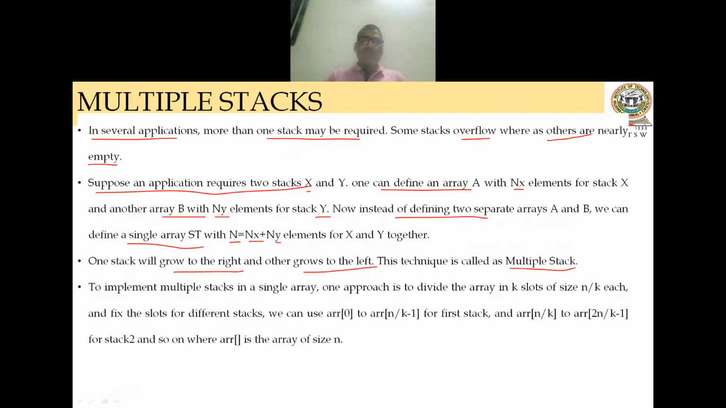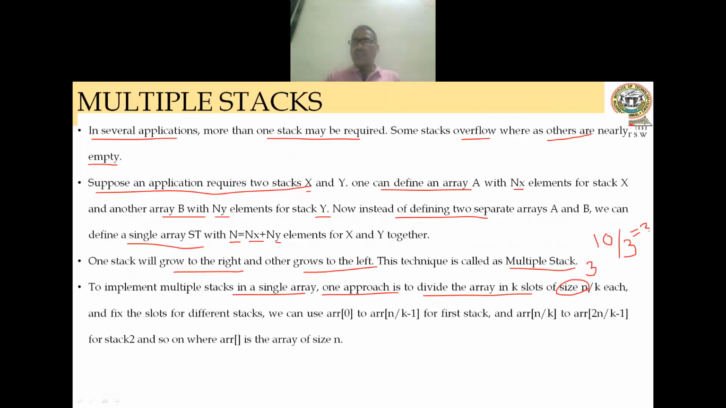Suppose we want to implement more than two stacks in a single array, how do we do that? That can be done. One approach for implementing more than two stacks in a single array is that we divide the entire array, whose size is equal to n, the total number of elements or total size of the array. For example, the total size of the array is 10. Suppose we want to implement three stacks. Then we divide 10 by 3, which is approximately 3 elements.